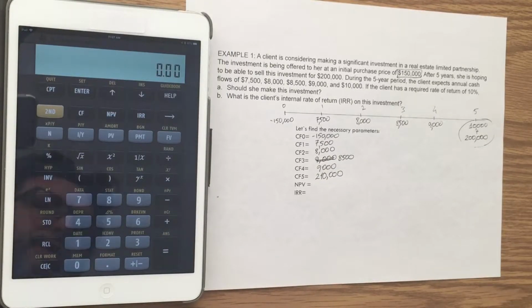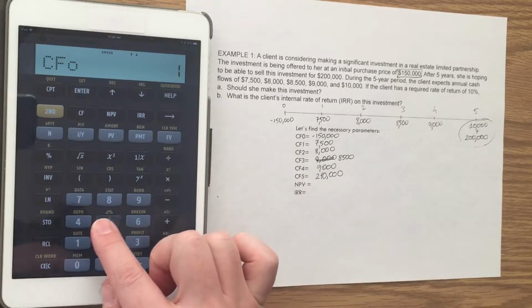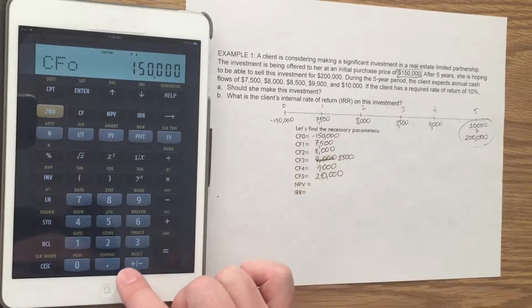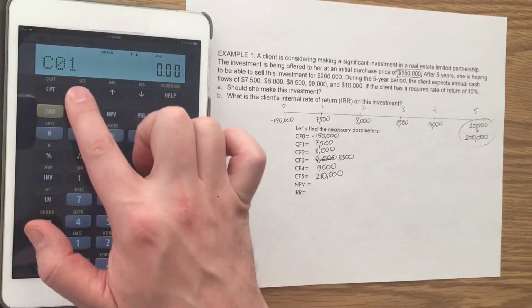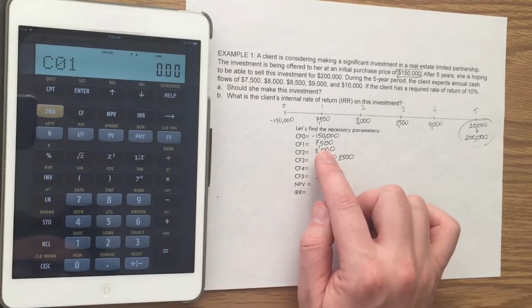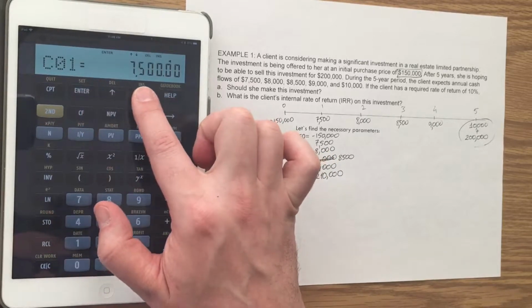And now what we need to do is enter all the values into the financial calculator. So the function is the CF function. You have to hit the CF function, and it asks you for the zeroth payment, so the initial payment. It's going to be $150,000, and it needs to be minus. And then enter down. C1 is the first cash flow, and then the second cash flow, etc. So the first cash flow is $7,500. Don't forget to hit enter down.